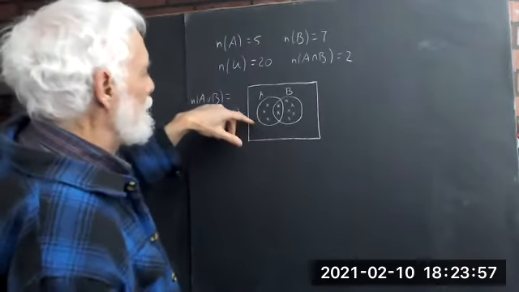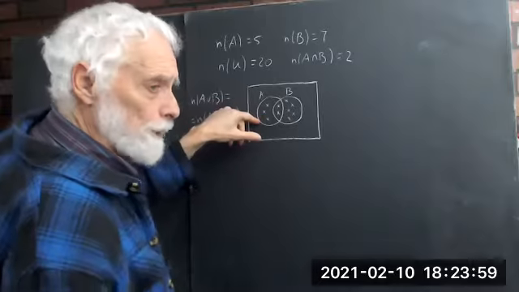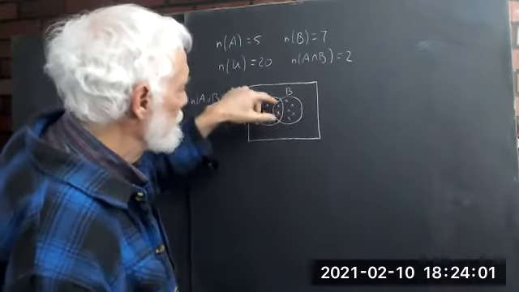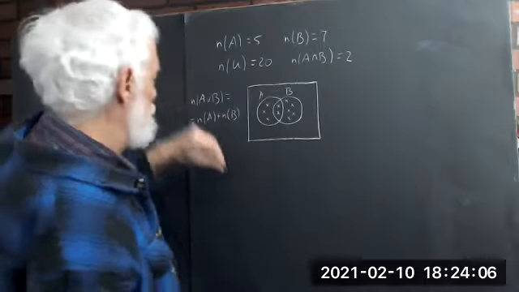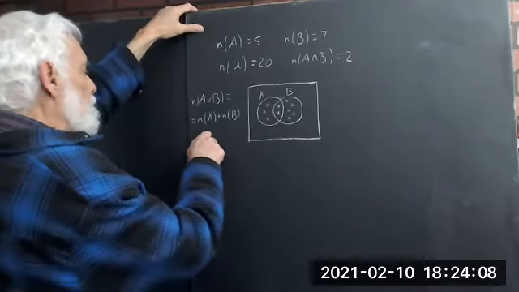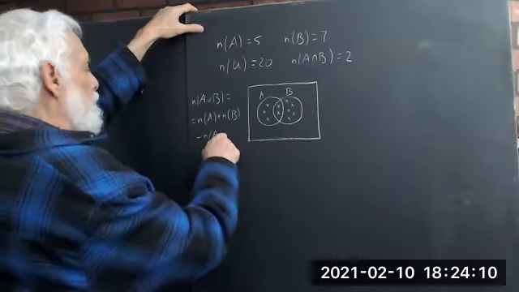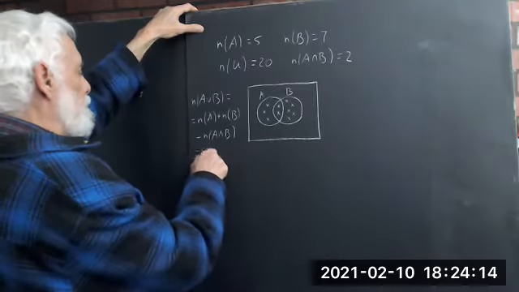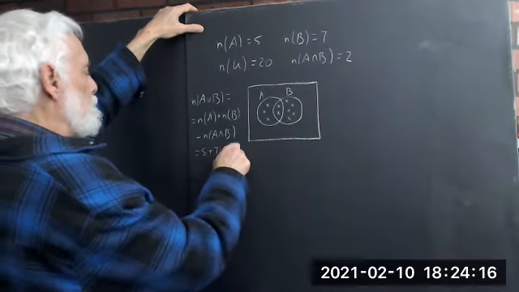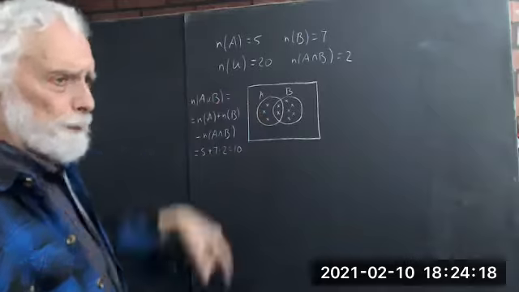when we add the 5 elements in A to the 7 elements in B, we added these 2 elements in the intersection twice. So we better subtract the number in A intersection B. And that's going to be 5 plus 7 minus 2 equals 10. And that agrees with our picture.